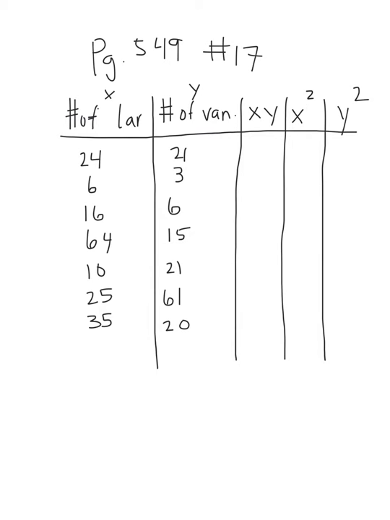Multiplying X and Y together, so 24 times 21 is 504. 6 times 3 is 18. 16 times 6 is 96. 64 times 15 is 960. 10 times 21 is 210. 25 times 61 is 1,525. 35 times 20 is 700.